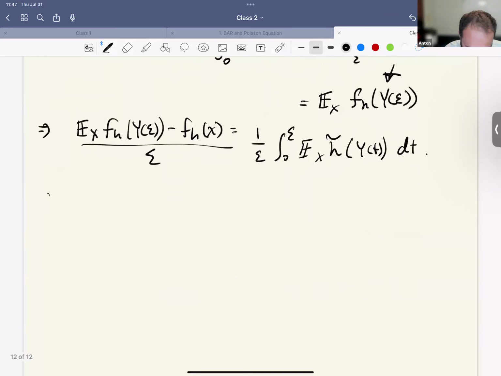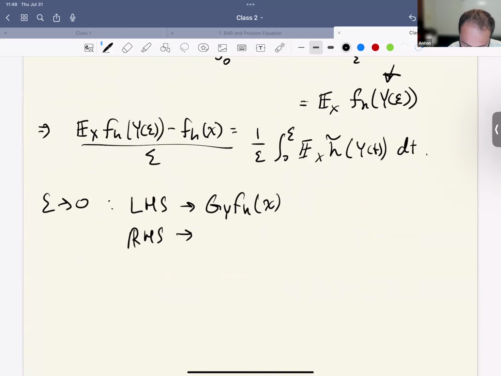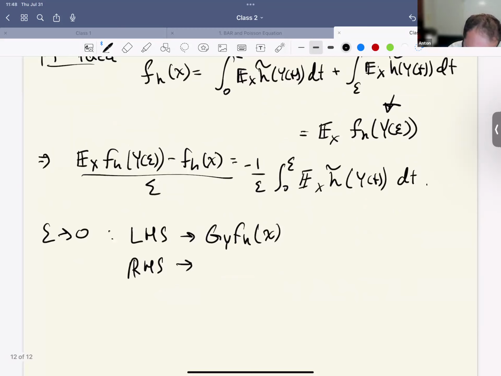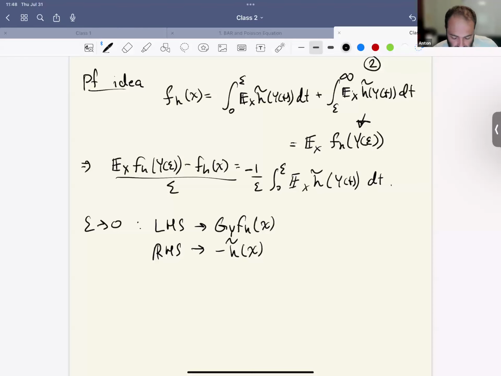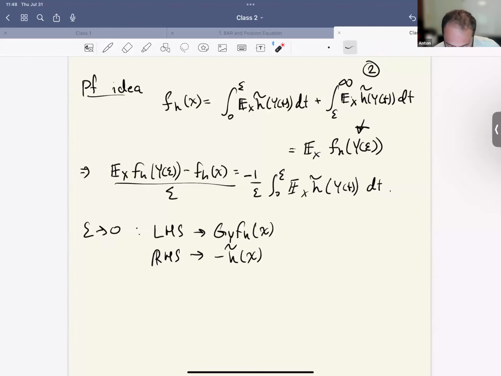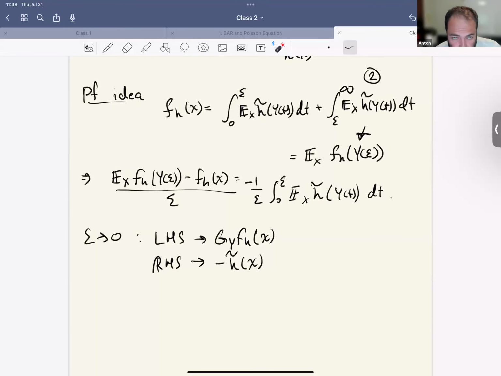Now let epsilon go to 0. The left-hand side converges to the generator. The right-hand side converges to, I missed the negative, h of x, and this is tilde. Right? That's basically what we did for the Markov chain case. But now look at this and try to answer to yourself, what's the problem with this argument?